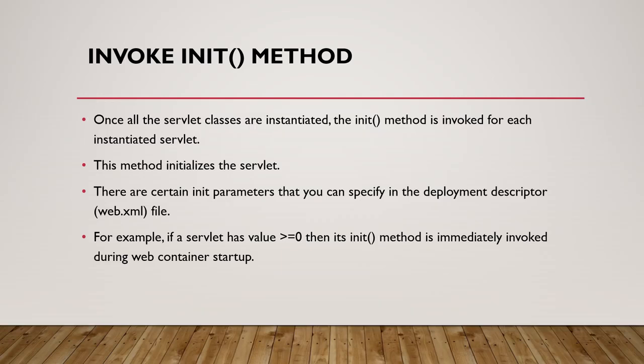So the next method is invoking the init method. The init method is nothing but initialization, so we are calling the initialization method. This method is called only once in the life cycle, and it is not called for any user request afterwards. It is used for one-time initialization, just as within the init method of applets.